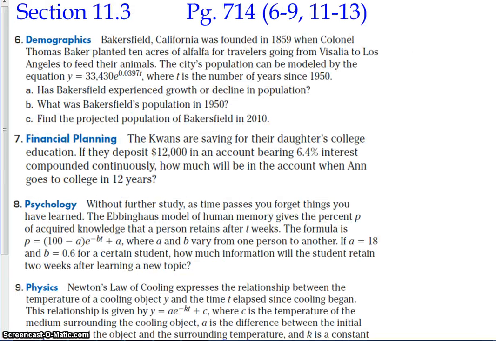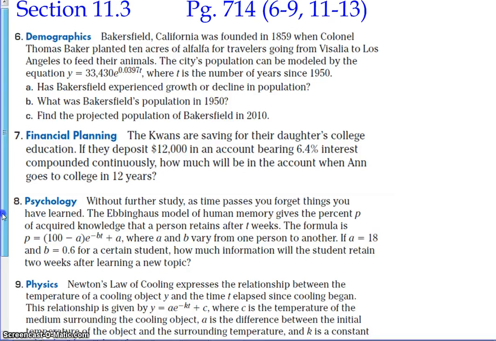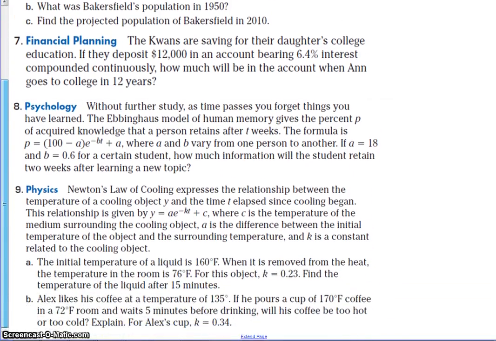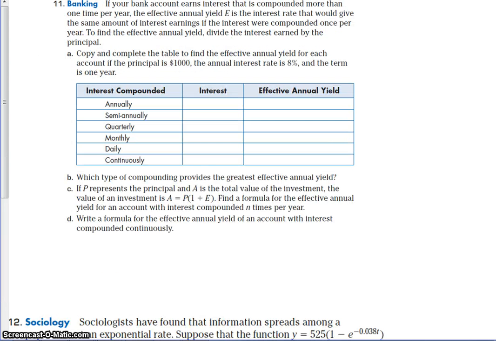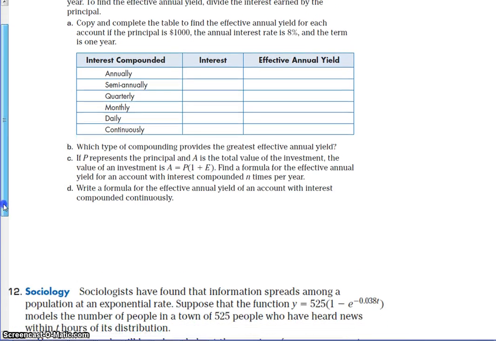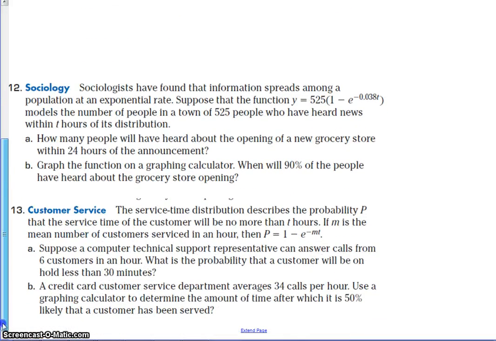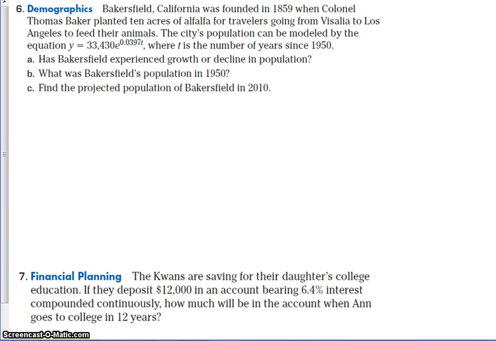So your assignment that I want you to work through is here. And I'm going to go through slowly and show you all the different problems. But I want to work through a couple of the problems with you. Here are some of the other problems. I really like 11. I think it's a good problem, as well as 12 and 13. So I want to go through 6 and 7 with you. So we're going to start with Bakersfield.